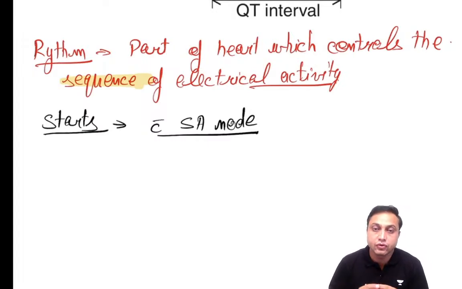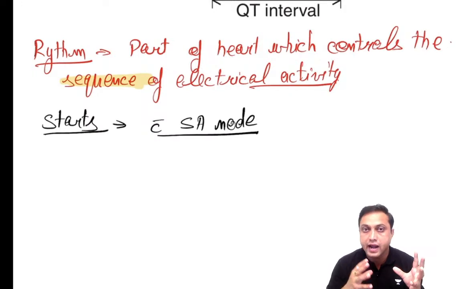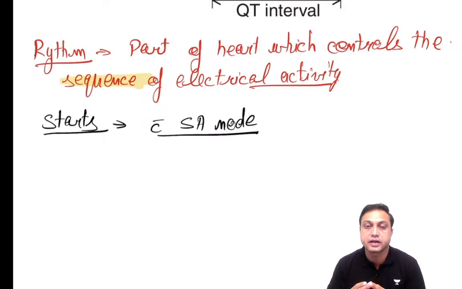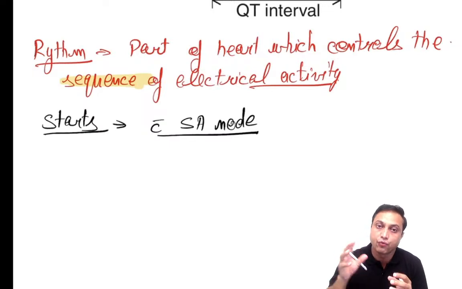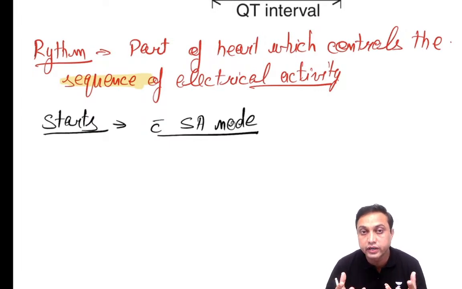Now, if it is starting with the SA node, it means it is going to generate some electrical activity, right? And on ECG, I have told you in the starting, this ECG means the recording of the electrical activity on a graphic paper. So whenever there is electrical activity starting from the SA node, that impulse is going to give some wave over there, right? And secondly, whenever there is electrical activity in the SA node, it is going to lead to the atrial contraction.